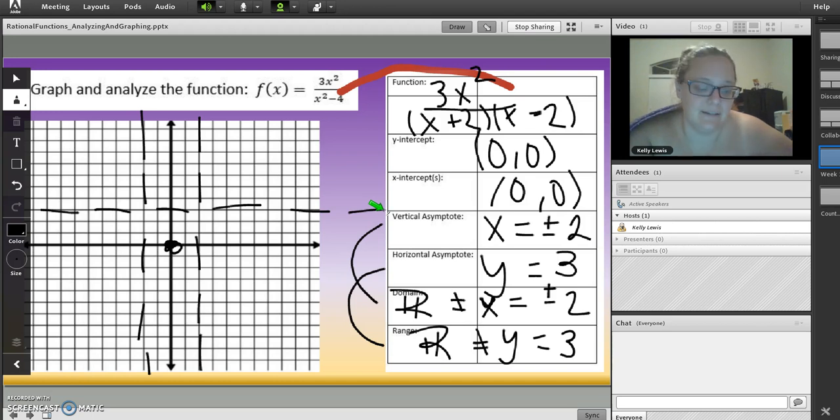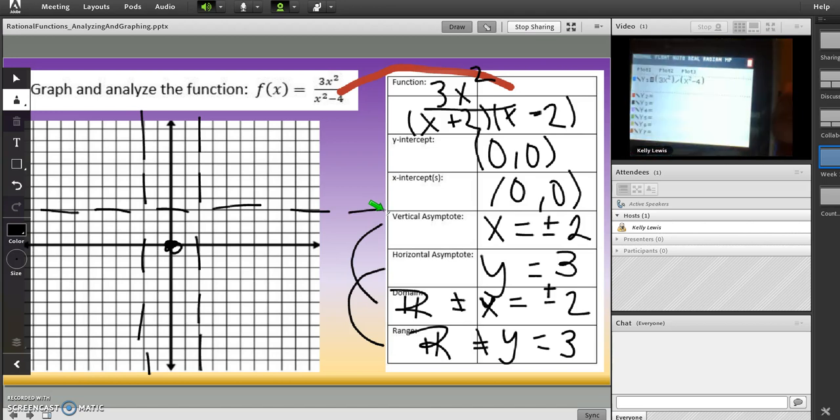I feel like my calculator is going to die any minute. All right, I typed it on my calculator.